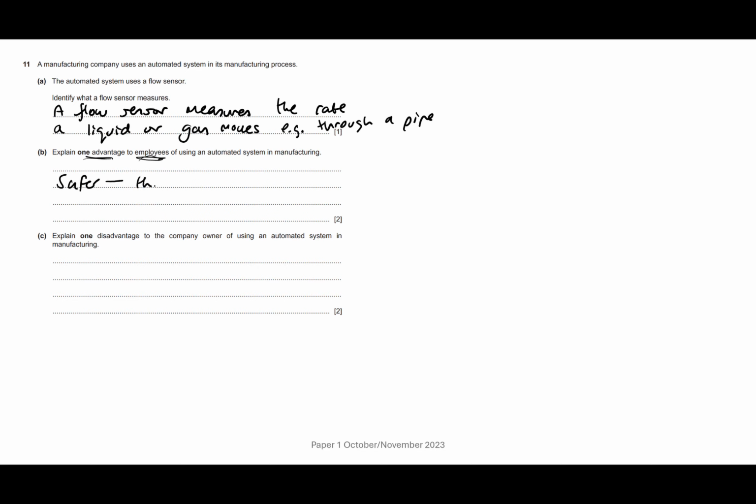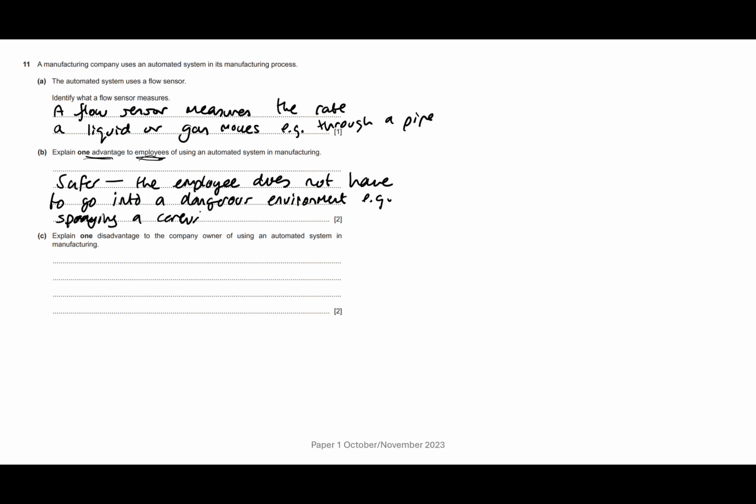So the employee does not have to go into a dangerous environment. And I'm going to give another example, e.g. spraying a car with toxic paint. Okay, so spraying a car with toxic paint.